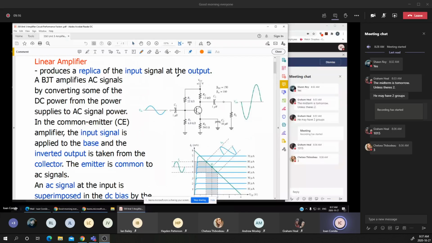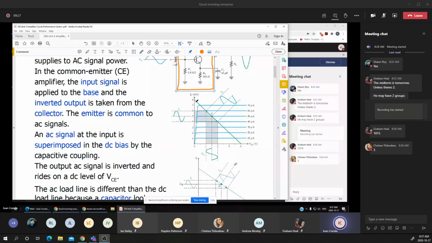You notice that we discussed the DC biasing, or placing the transistor on the load line. And as I mentioned a few times until now, we can place the transistor on the load line and we may have three different regions.